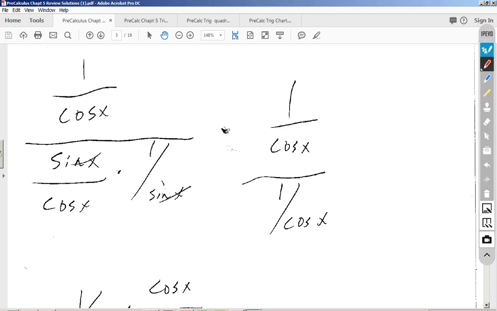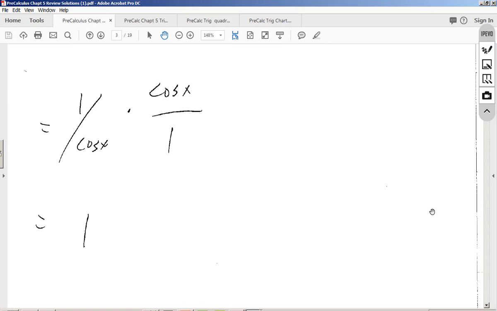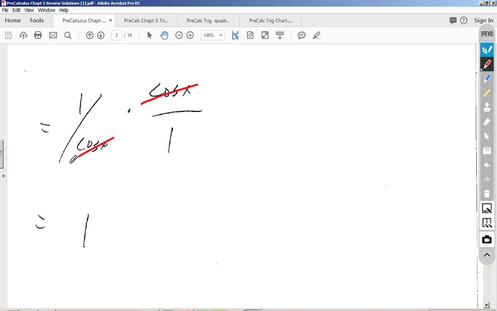Since this is multiplication, I can cross these out. And so that's just going to be 1 over the cosine of x, all over 1 over the cosine of x. Now flip and multiply, or just cancel them out. I know that answer is going to be 1. So flip and multiply, the cosines cross out, and your answer just becomes 1.